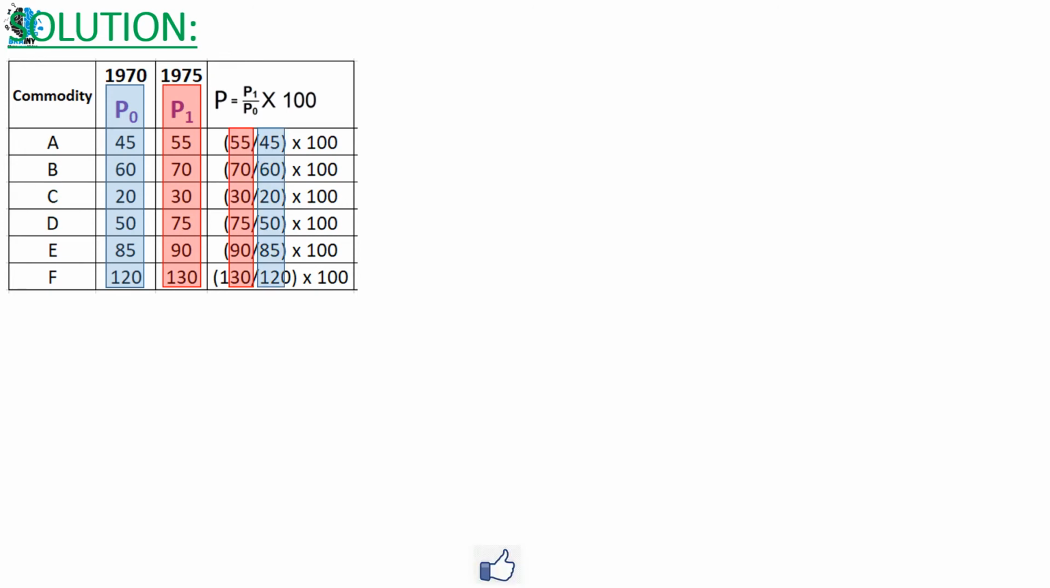How am I going to divide these two values? Here P1 is our red color one, 55, divided by 45, the blue color one. So you have to divide these two values, P1 by P0 into 100. So 55 divided by 45 into 100, 70 divided by 60 into 100, 30 divided by 20 into 100, 75 divided by 50 into 100, and so on.